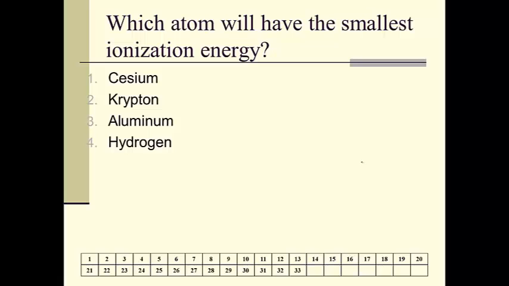Now, which of these will have the smallest ionization energy? Again, find these elements on your periodic table. Okay, pause the video, figure out which one, and come back and check your answer. Okay, what are you looking for? Since you're looking for the smallest ionization energy, are you looking for the largest atom or the smallest atom?